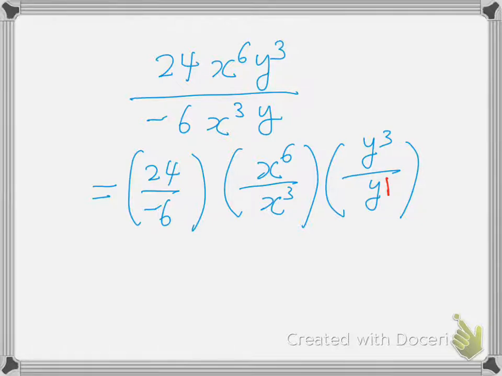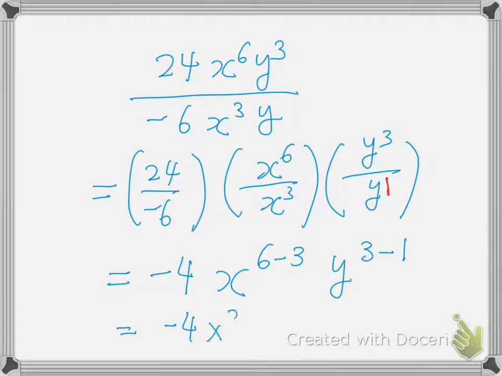24 divided by negative 6, we got negative 4. Subtraction, top exponent 6 minus bottom exponent 3 for the x part. For the y part it is 3 top minus bottom 1. So the answer is negative 4 x cubed, y squared.